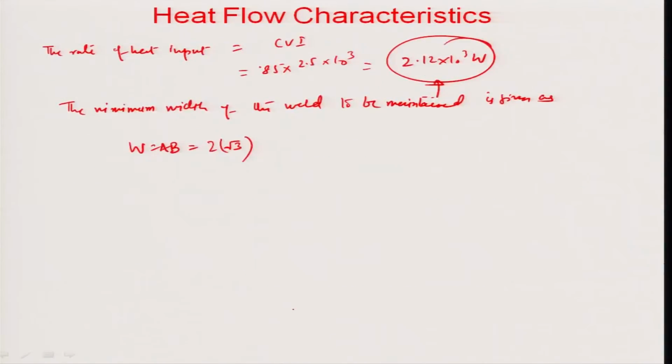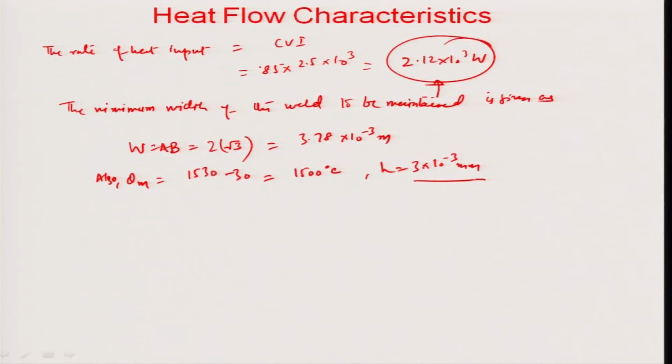So, this 2 root 3 becomes equal to 3.78 into 10 to the power of minus 3 meters, and also the theta m, which has been mentioned here, is equal to 1530 minus 30, the ambient room temperature, which is 1500 degrees Celsius. H is basically the height, which in this particular case is the thickness of the plate, about 3 mm, also given as 3 10 to the power of minus 3 meters.